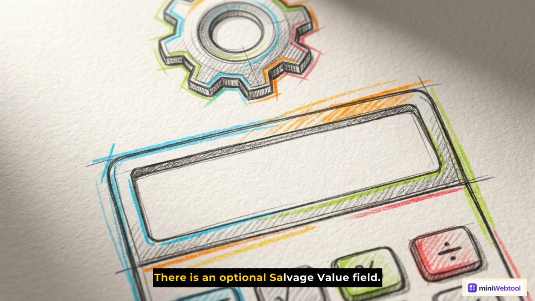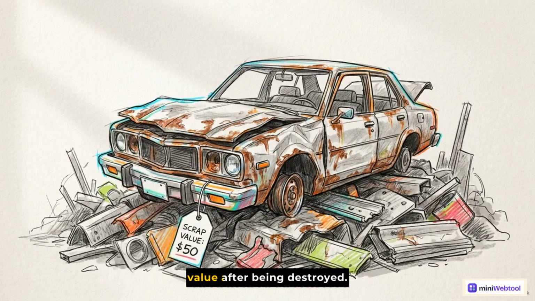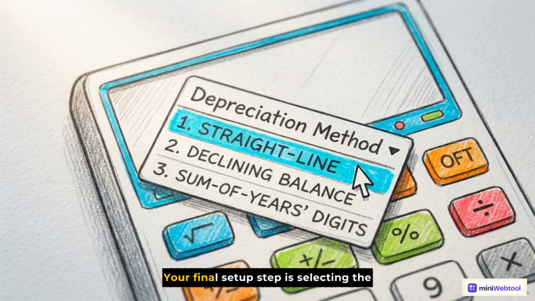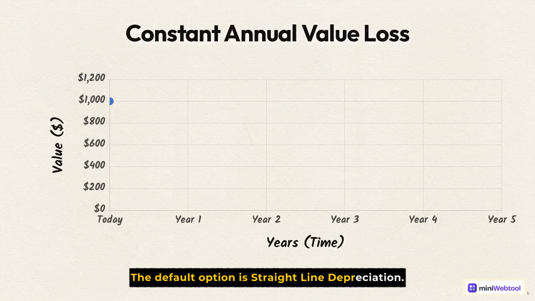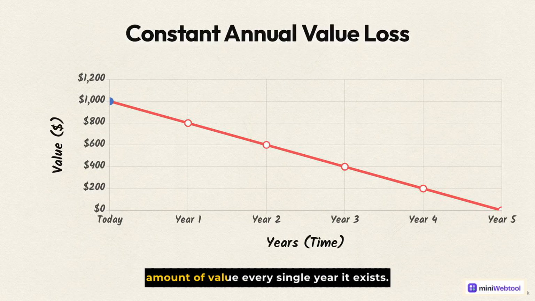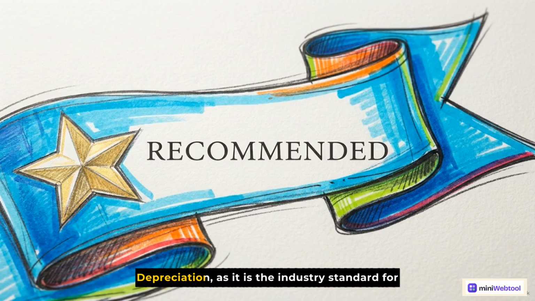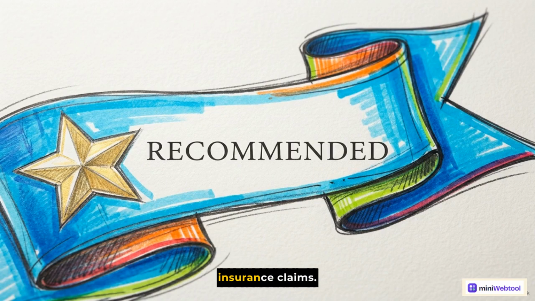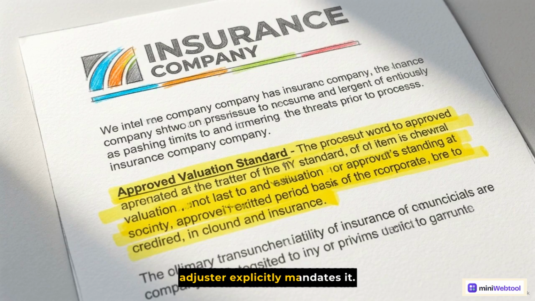There is an optional salvage value field. You only need to use this for heavy items, like a totaled vehicle, that still retain a minimum scrap value after being destroyed. Your final setup step is selecting the depreciation method from this expanded drop-down menu. The default option is Straight Line Depreciation. This method assumes the item loses an equal, flat amount of value every single year it exists. You should typically use Straight Line Depreciation, as it is the industry standard for insurance claims. Only switch to a declining balance method if your adjuster explicitly mandates it.